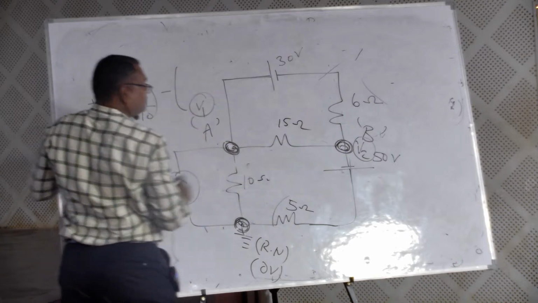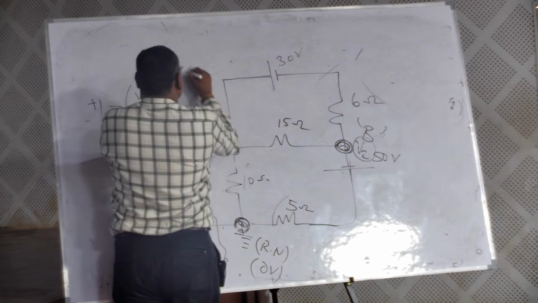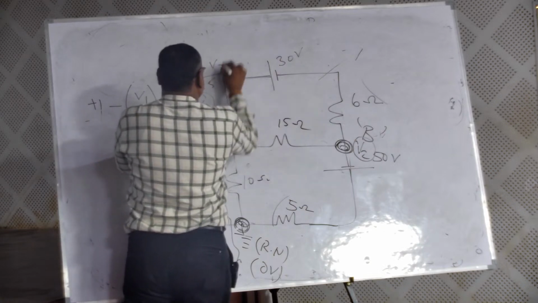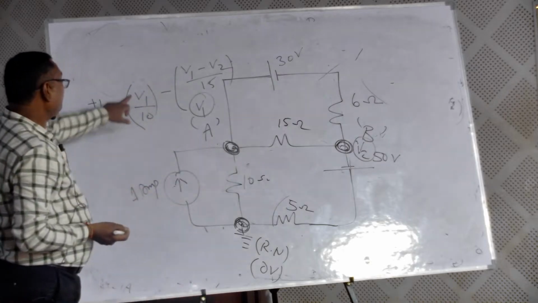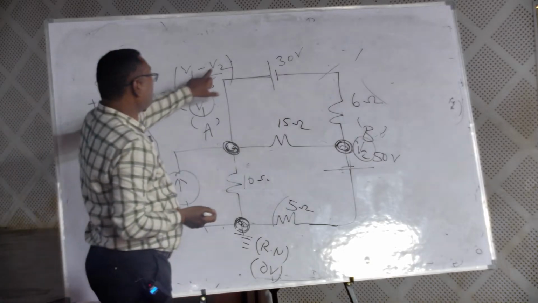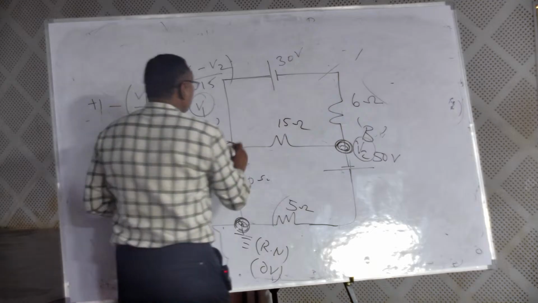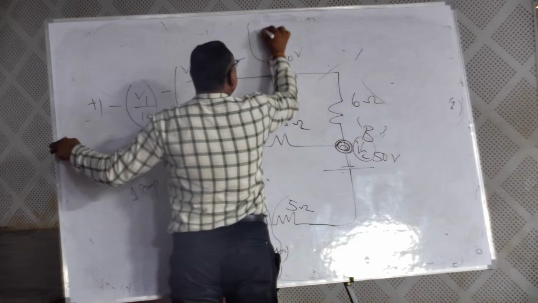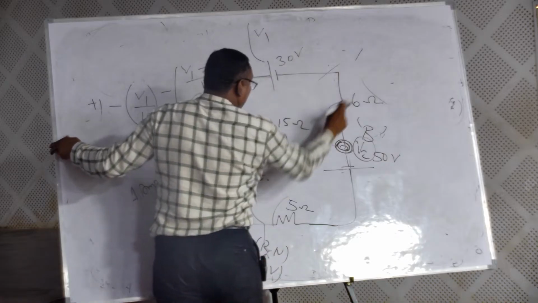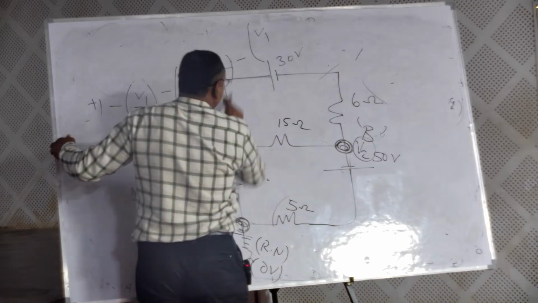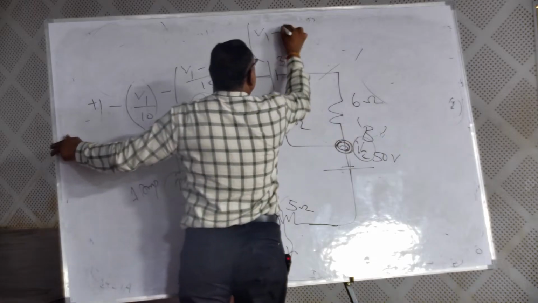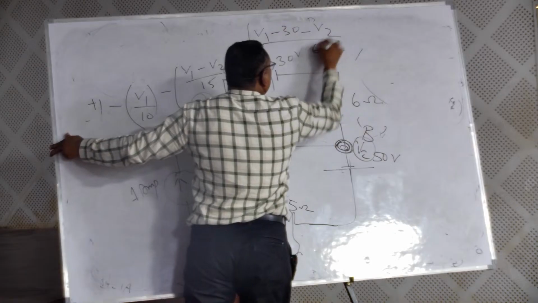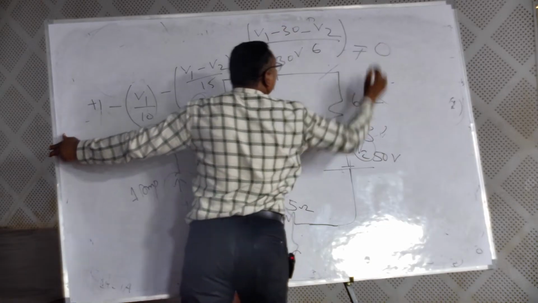Minus V1 is the in charge. Lower potential by 15. V1 by 10, V1 minus V2 by 15. Now tell me this one. Minus V1. Current will flow like this, higher potential to lower potential. Minus 30, lower potential, minus V2 by 6 is equal to.